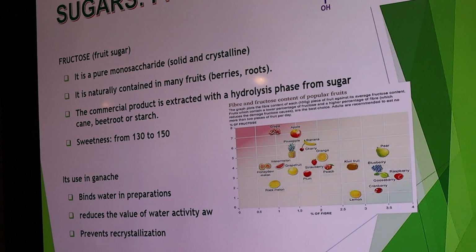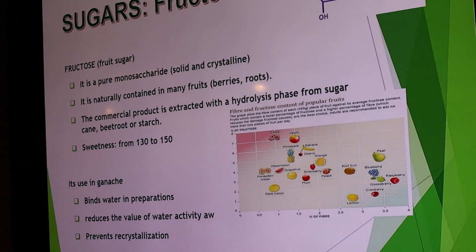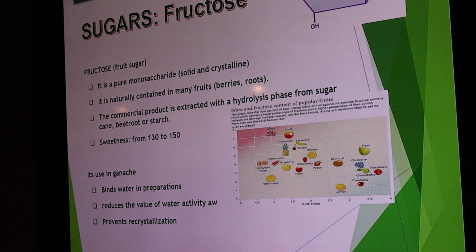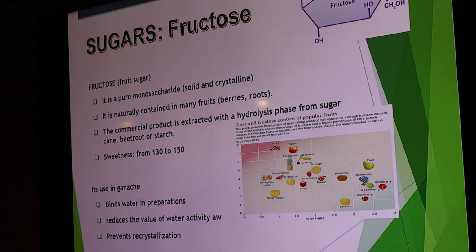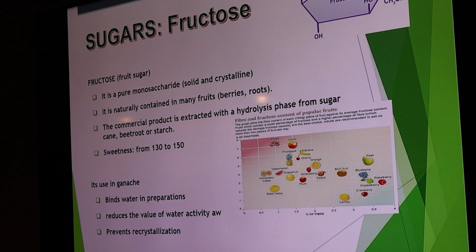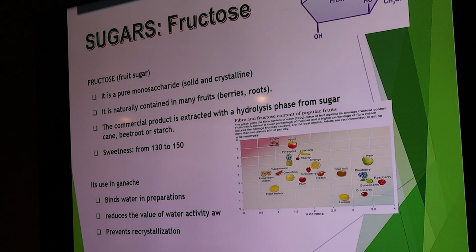There's also, in combination, fructose and dextrose. That's also one of the keys when it comes to recrystallization, because as I said before, the sucrose will go back to its original form. When you have fructose and dextrose, it will actually prevent the sucrose from going back to its normal form. So combine all those sugars together, and you will have a very nice texture in your ganache.